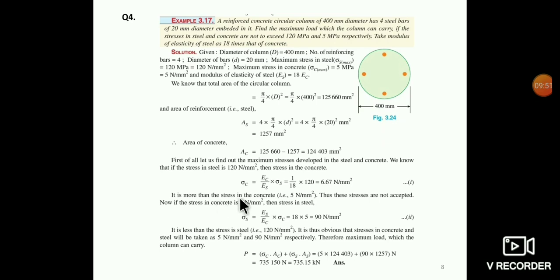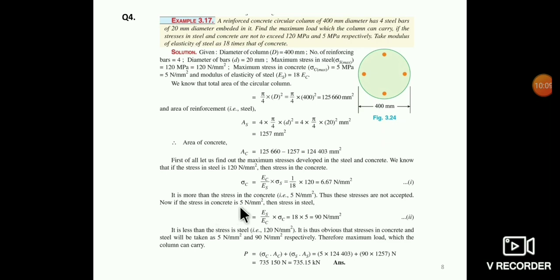So it is more than the stress in concrete, that is 5 Newton per mm square. It means in the question the stress in concrete was limited to 5 megapascal, and here our value came 6.67. So this is not preferable and is rejected. Thus these stresses are not accepted.